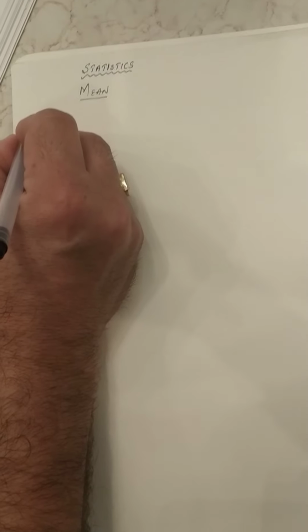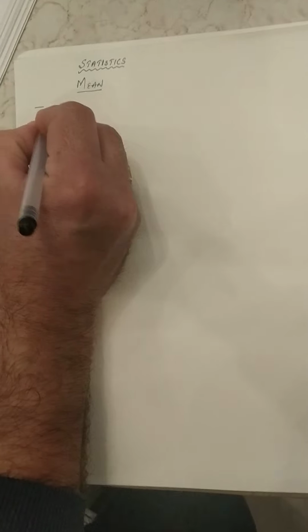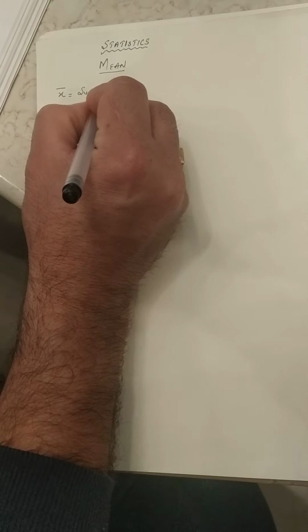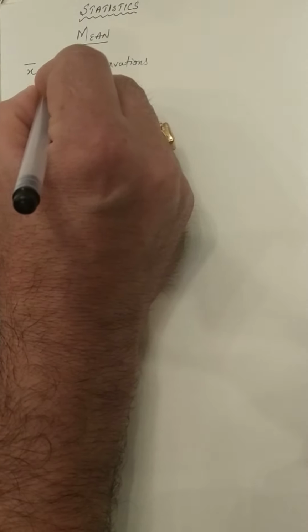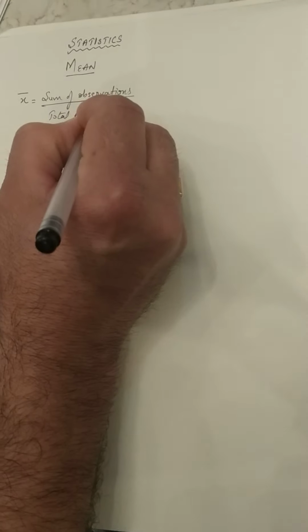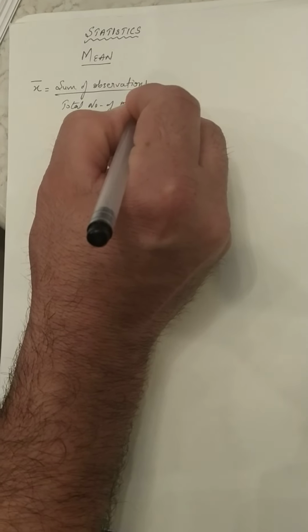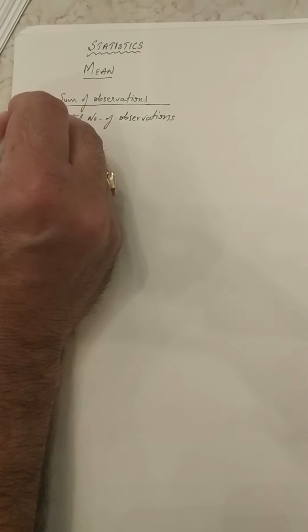You all are familiar with the mean, which is denoted by x bar. We know mean is nothing but the sum of the observations divided by the total number of observations. That is what the mean is. It is the sum of all observations divided by the total number of observations, and this is the notation for the mean, x bar, right?